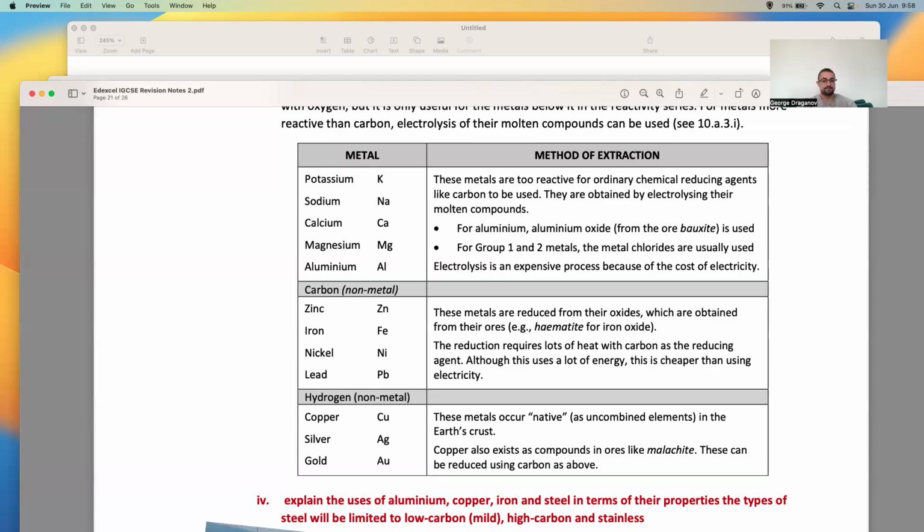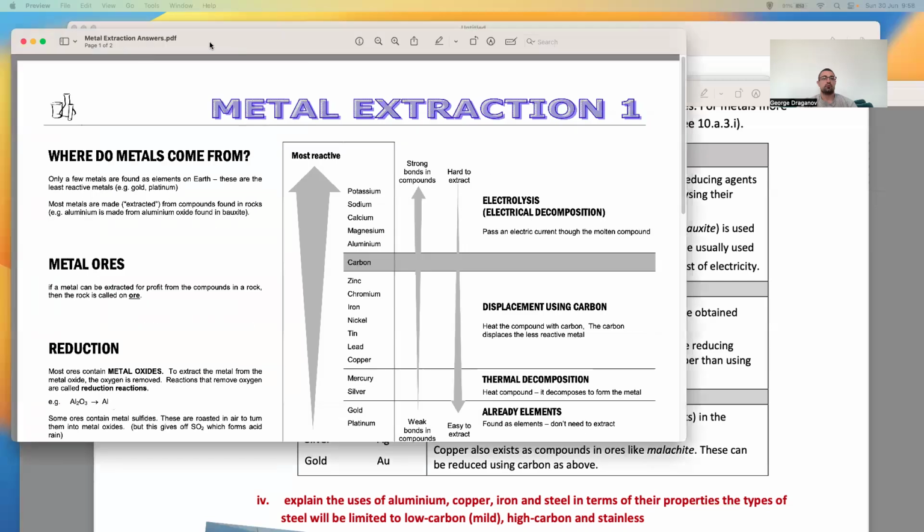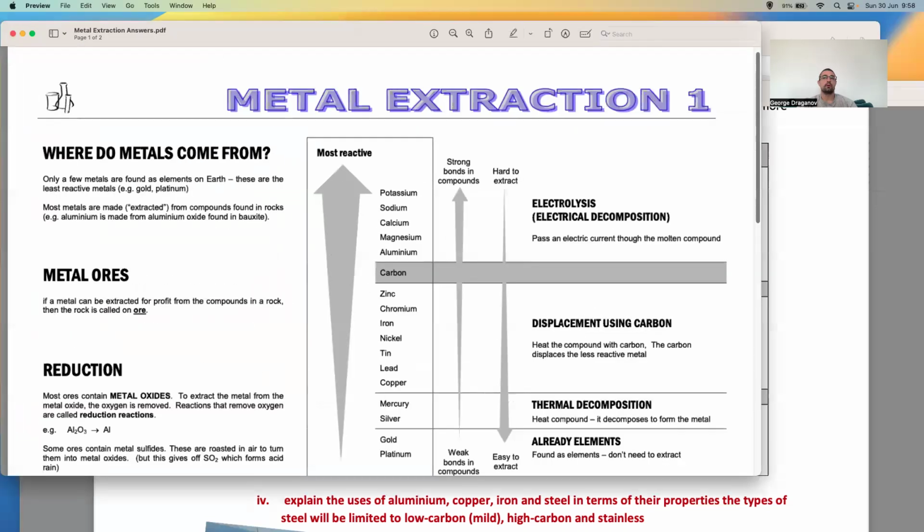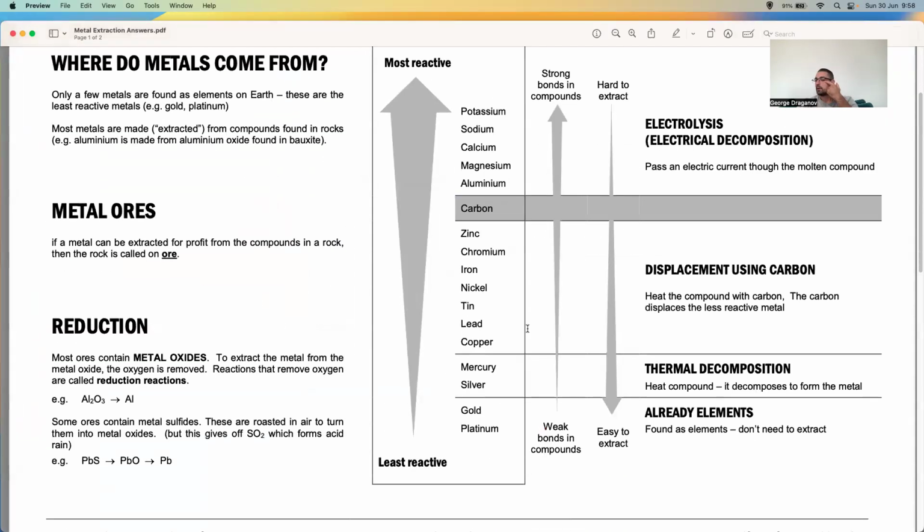Let me just give you an example, perhaps, of this type of reaction. Yes, let's have a look at an example. This sheet as well, this is quite a useful one. I'll attach this as well to your notes.